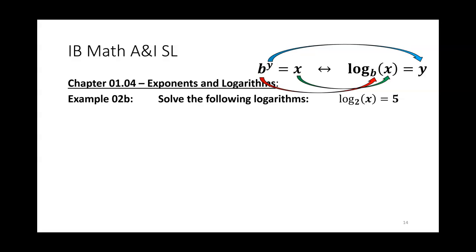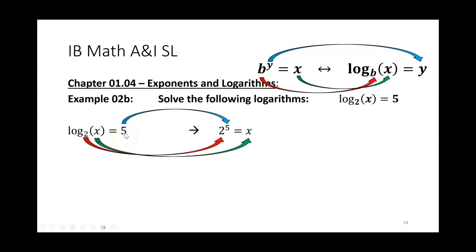So really the same problem, right? So again, we have our logarithmic equation. Our b is 2, x is x, and y is 5. So I just have 2 to the 5th is equal to x. 2 to the 5th is 32.